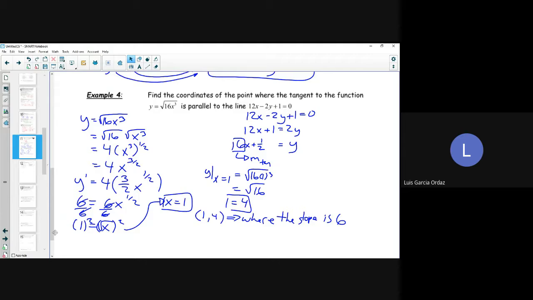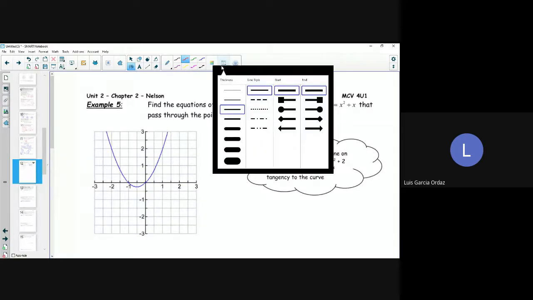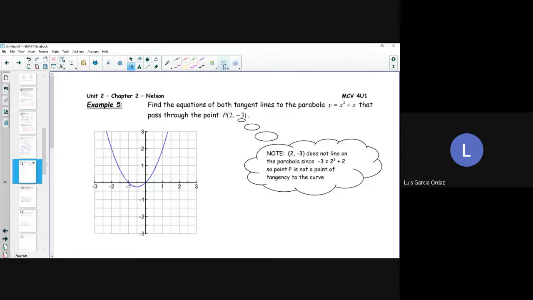Okay, and then we have one final question for this lesson, which might be a long one, probably will be. So we want to find the equations of both the tangent lines to the parabola y is equal to x squared plus x that passes through the point P of 2 and negative 3. So my point 2 and negative 3 is going to be all the way down here.